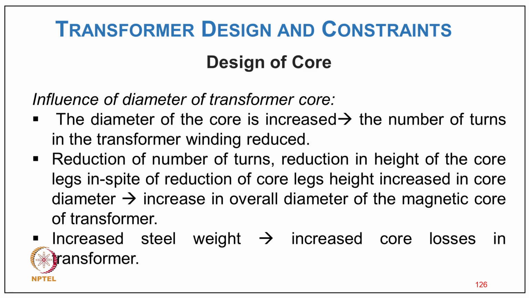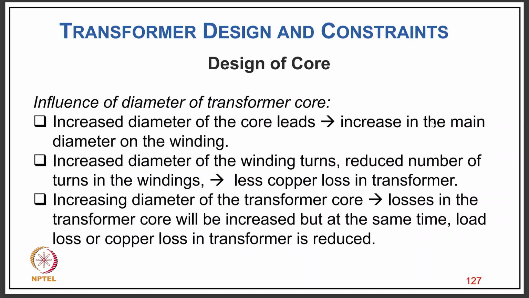The influence of the diameter of the core: as the diameter of the core is increased, the number of turns in the transformer winding is reduced. With the reduction of turns, there is a reduction in the height of the core legs. Increase in the core diameter increases the overall diameter of the magnetic core of the transformer, with increased steel weight and increased core losses. The increased diameter of the core also leads to an increase in the mean diameter of the winding, increases the diameter of the winding turns, reduces the number of winding turns, and means less copper in the transformer.